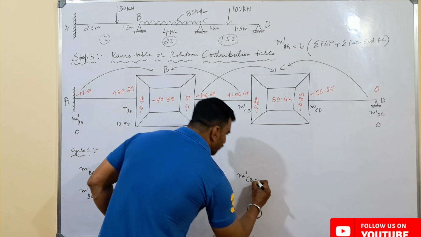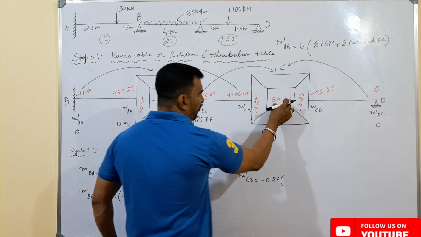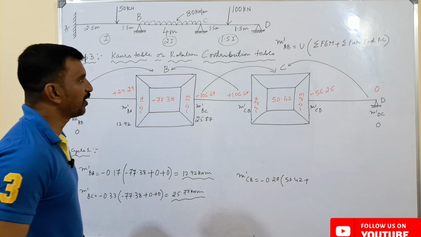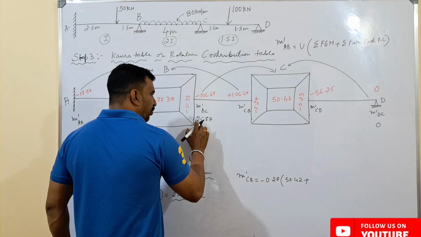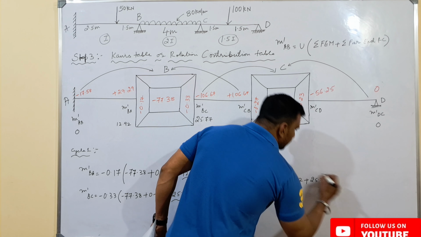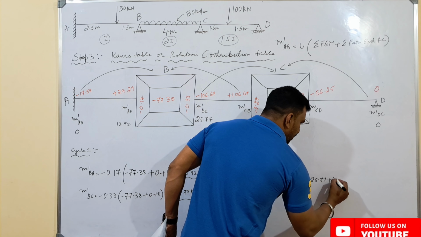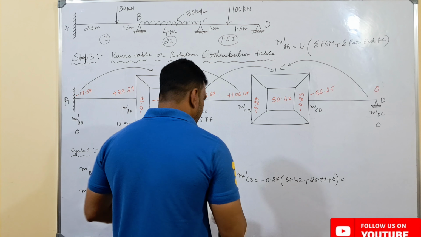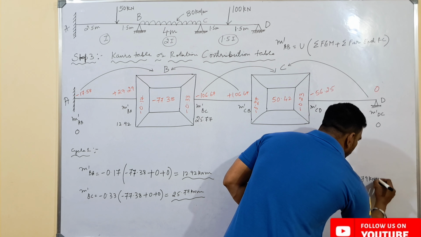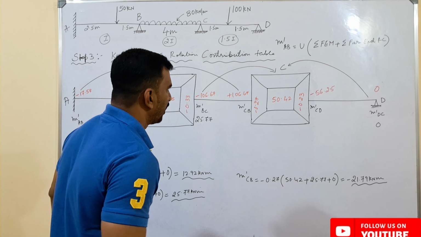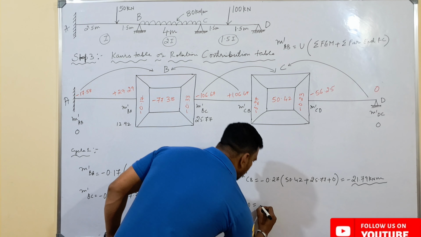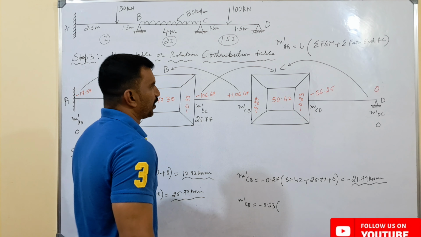So next we have to calculate the rotation contribution here, M dash CB, which will be equal to the rotation factor here, minus 0.27, into the summation of fixed end moments, which is 50.42, plus the summation of far end rotation contribution. Here the far end rotation contribution we have got a new iteration value, which is 25.77, plus this value here, far end rotation contribution, which is equal to 0. So the value will be minus 21.79 kilonewton meters.